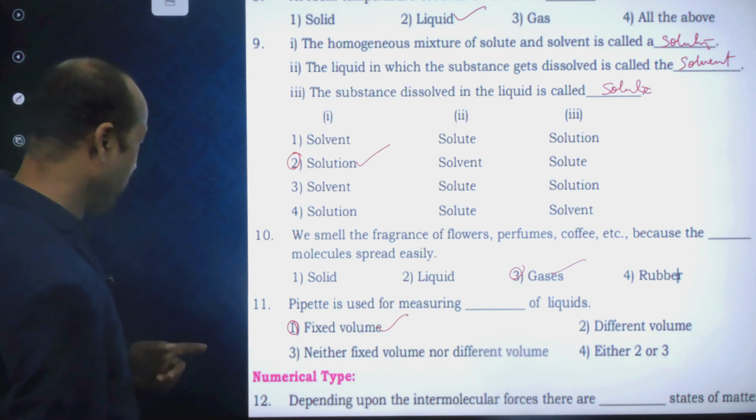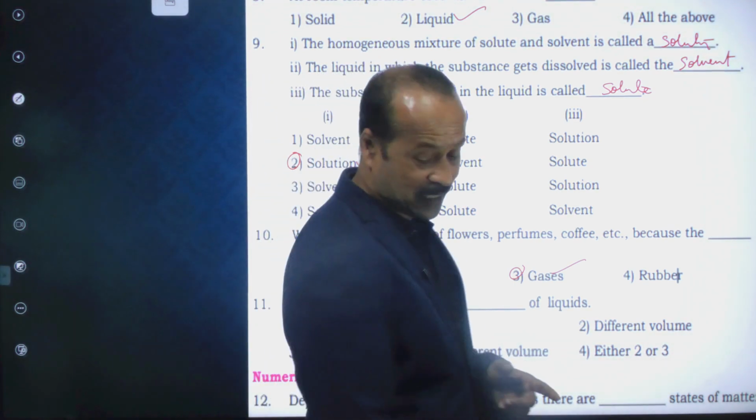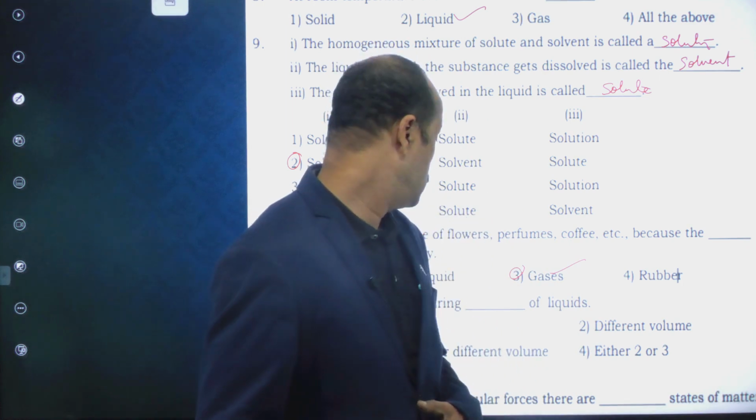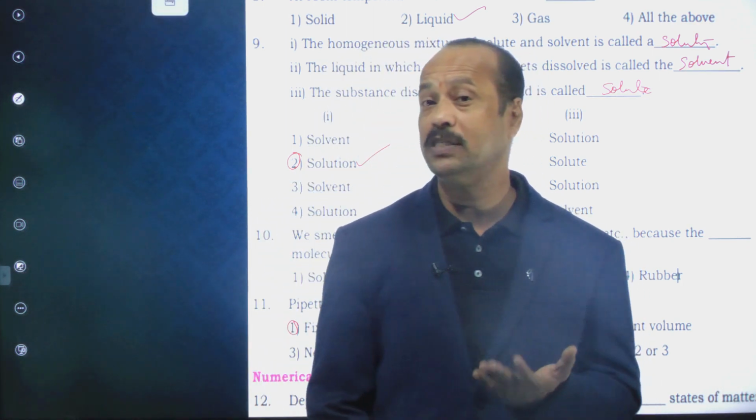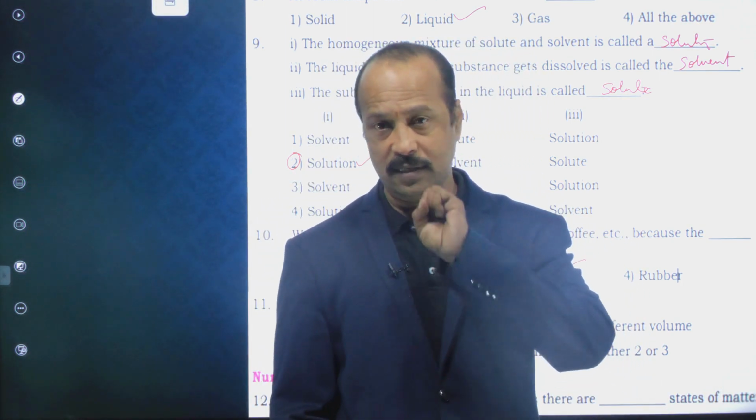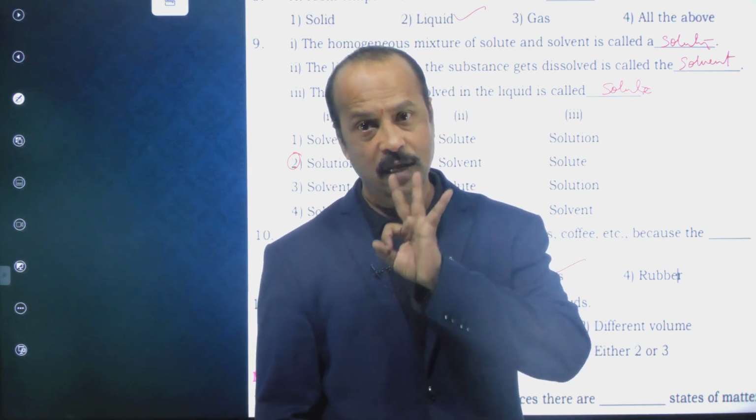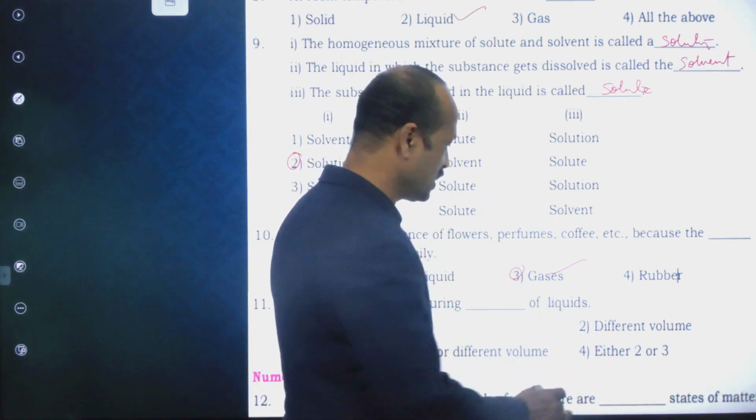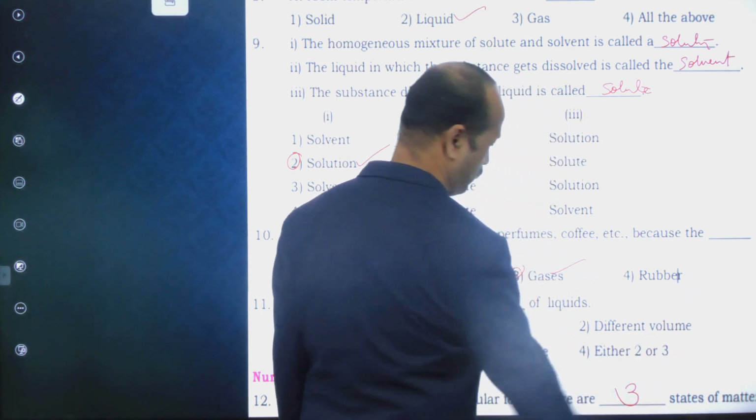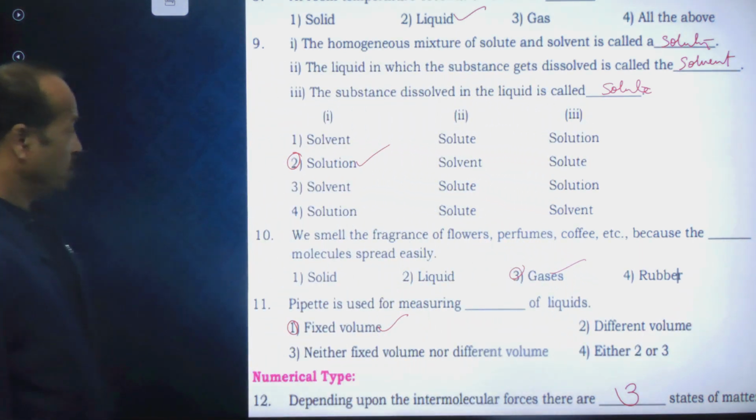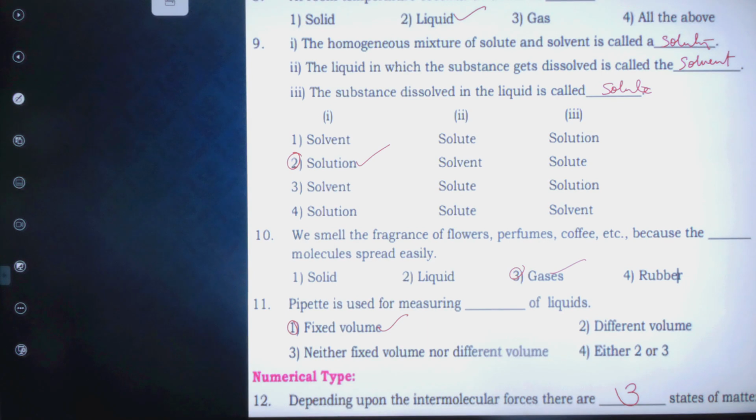Numerical type. Depending upon the intermolecular forces, there are dash states of matter. How many states of matter? 3 states of matter: solid, liquid, gas. So there are 3 types of matter. So the answer here is 3. Okay, students, go through this one also. Check these answers and check the questions.